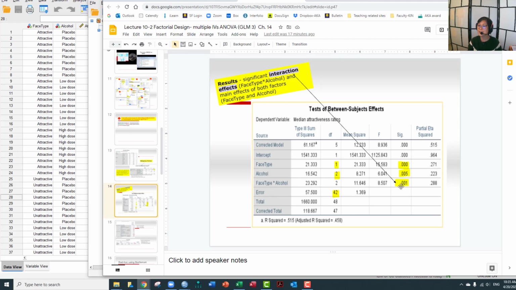Then the interaction effect came out. What? Significant. So that means we need to look at cell differences using simple effect, which we will do later, okay? Shortly, very shortly.